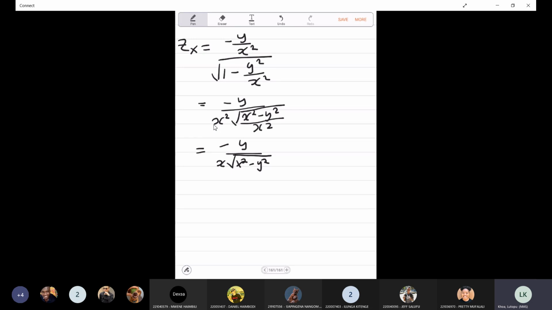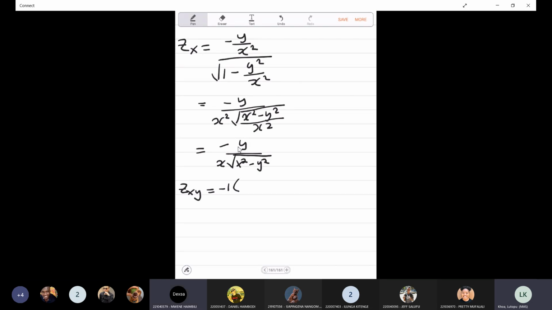Then that is our derivative in its simplest form, and then now we differentiate with respect to y. Okay, so using the quotient rule again, we start with the derivative of the numerator, which is minus 1.